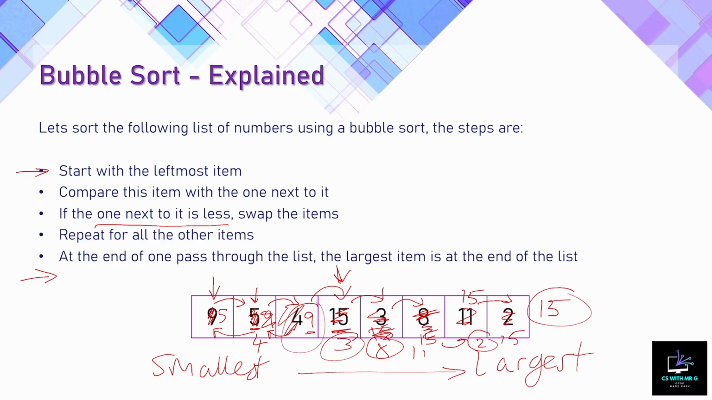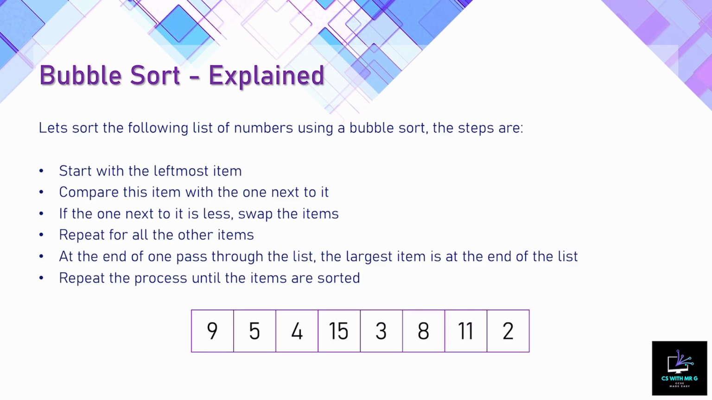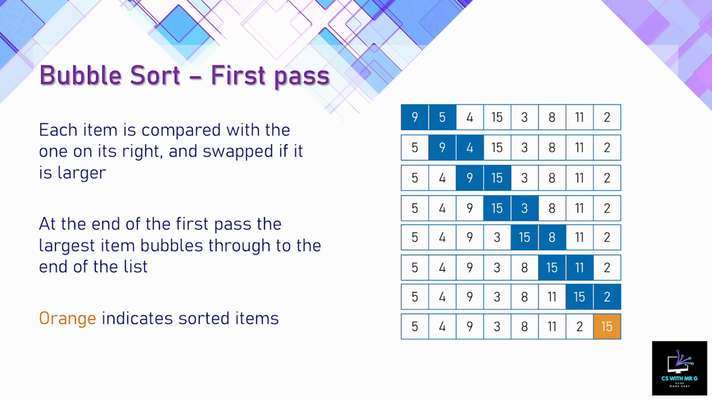So here, we're missing an instruction, and this instruction is to repeat the process until all items are sorted. So what we'll do is we'll go through the whole process now, and we can see how this list will eventually be sorted from smallest to biggest. So as you can see, this is the first pass, what we've just done. So this is the first time the bubble sort runs.